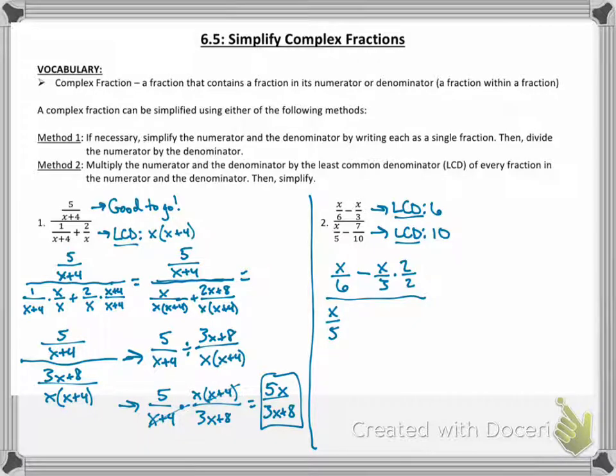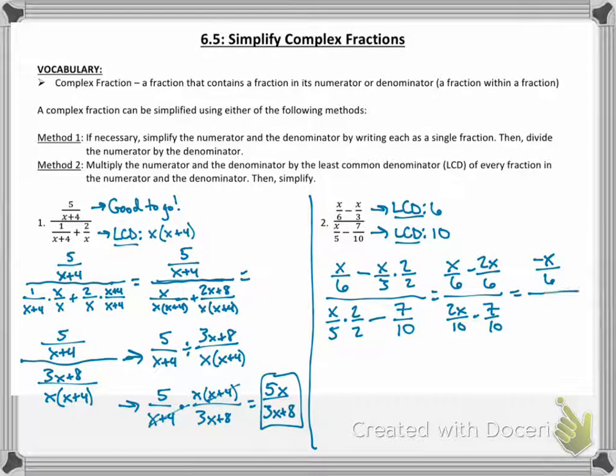x over 5. Again, my LCD for the denominator has to be 10. So I'm going to multiply by 2 over 2. Minus 7 over 10. And again, my denominator was already 10, so that's covered. So we're going to simplify. And we'll get x over 6 minus 2x over 6, all over 2x over 10 minus 7 over 10. Which will then simplify into negative x over 6 all over 2x minus 7 over 10.